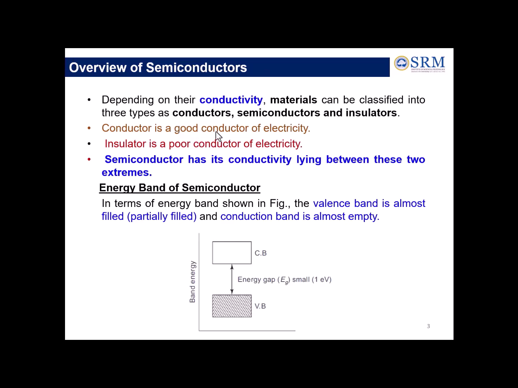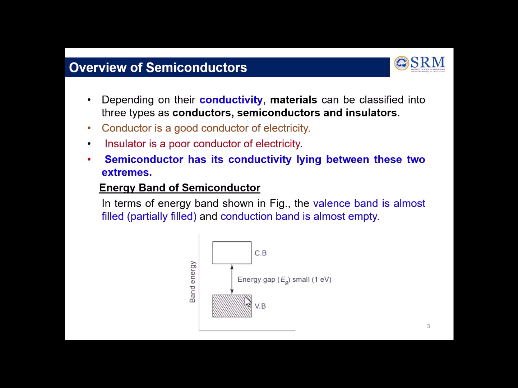Depending on the conductivity, materials are classified into three categories. One is conductor, other one is insulator, then it's semiconductor. A conductor is a good conductor of electricity. Insulator is just opposite, it's a bad conductor of electricity. Whereas a semiconductor has its conductivity lying between these two extremes.